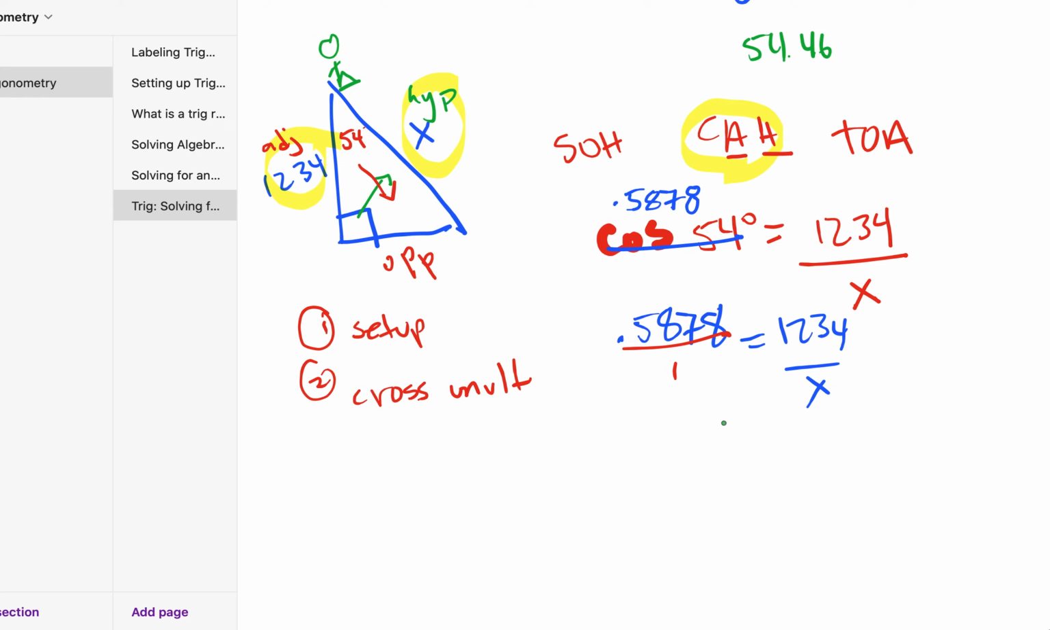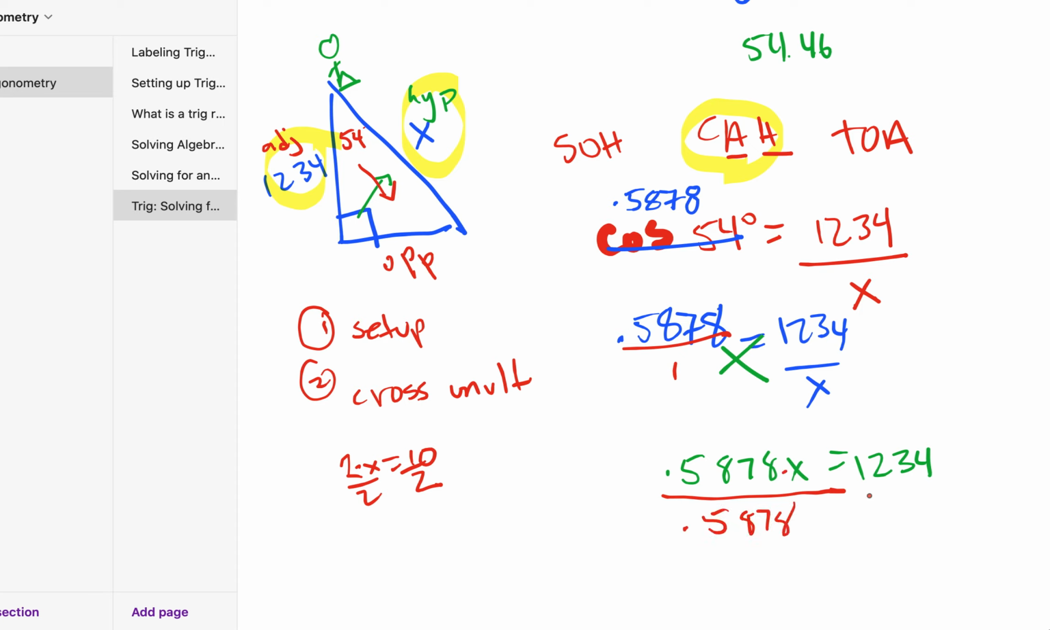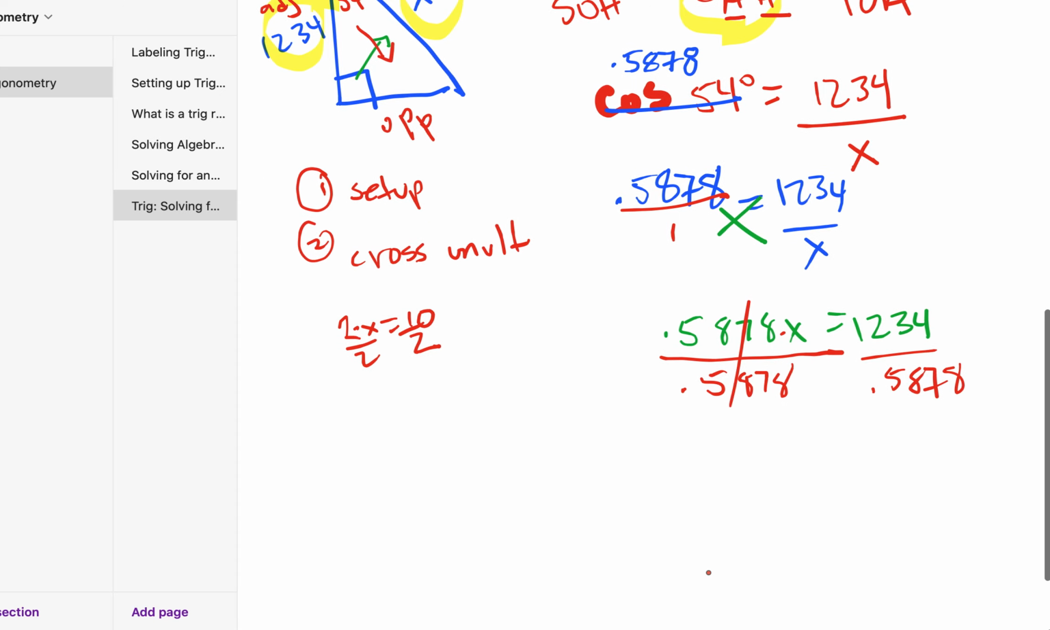So this time you'll notice you have something next to the x. So I multiplied this way. 1 times 1, 2, 3, 4 is 1, 2, 3, 4. X times 0.5878 is 0.5878x. So we want to look at this as if it's a normal algebra problem without a decimal. If you said 2x equals 10, you would say 2 times x is 10, so we divide both sides. So we're going to do the same thing here. This means times, so we're going to divide both sides.